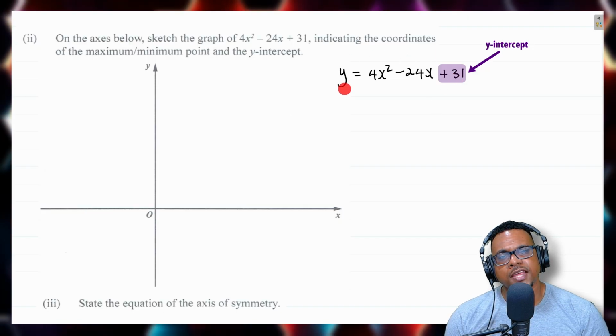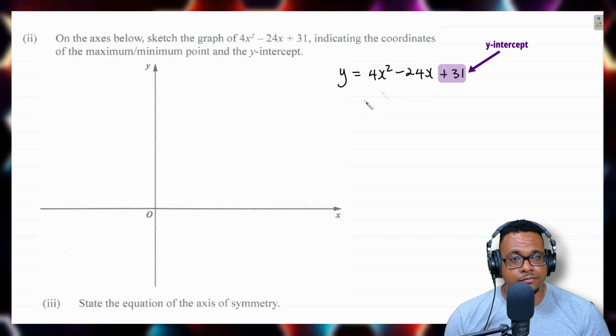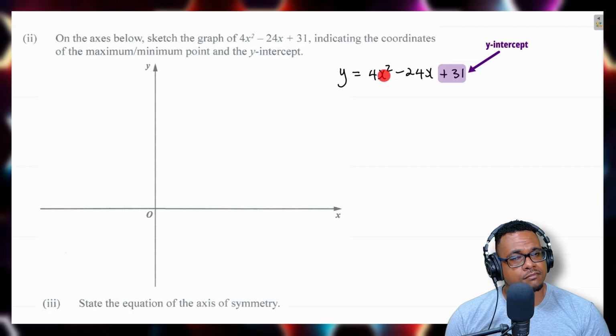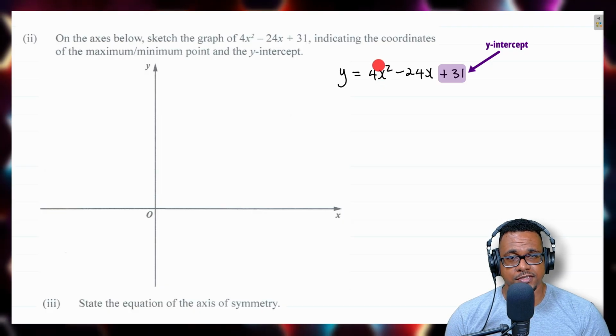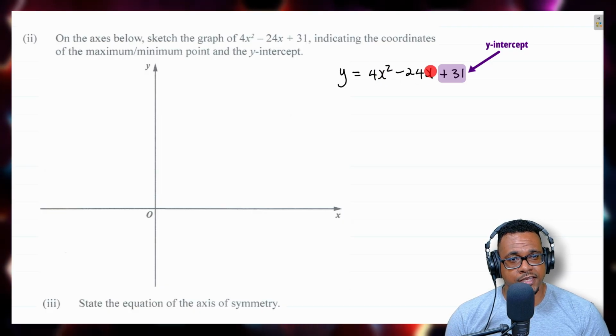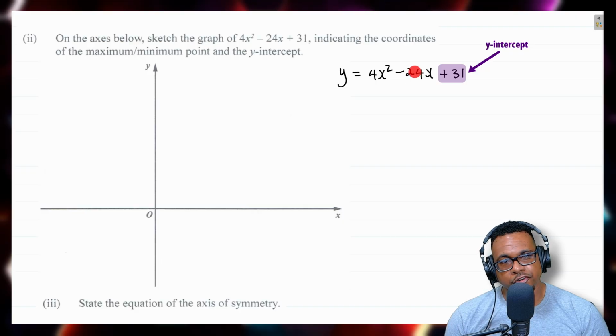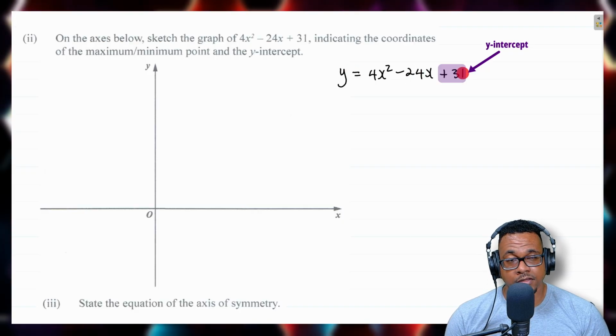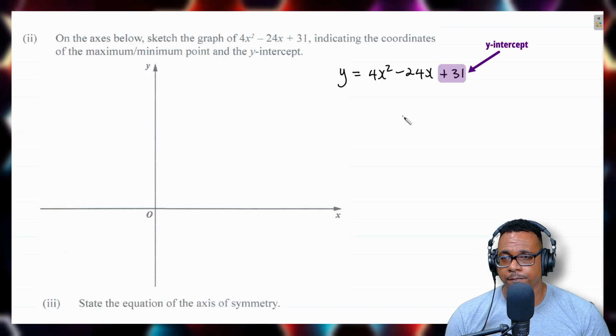So if I were to substitute x is equal to 0 into this equation, if I put x is 0 here, any number multiplied by 0 is 0. So this will be 0. If I put 0 for x here, this will be 0. And the only thing that remains is y is equal to 31. So that's my y-intercept, 31.